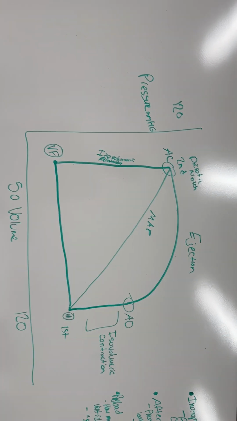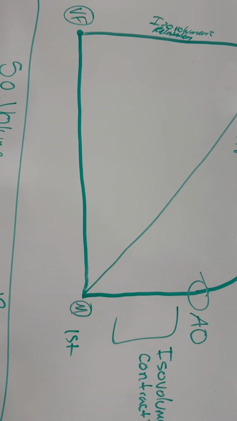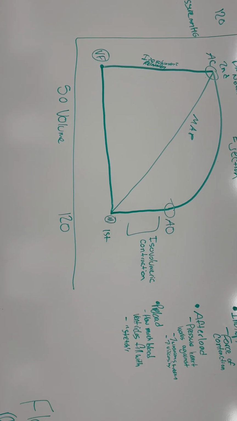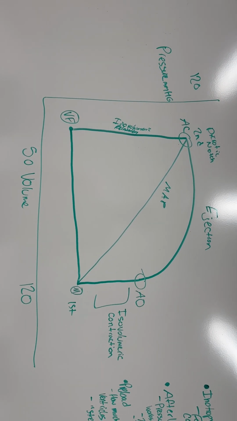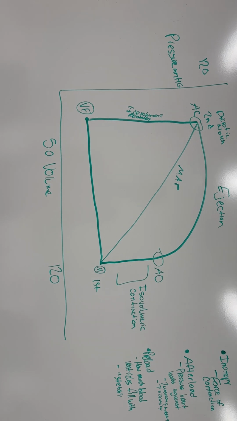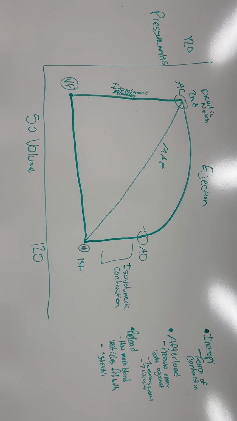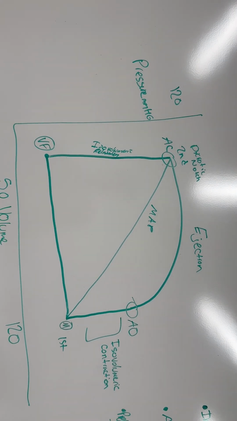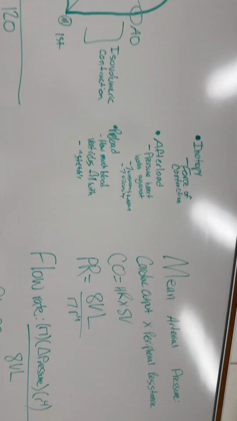And then, if we had increased preload, our graph here would get wider because we're filling with more blood. If we increase afterload, then our graph is going to get taller because we're producing more pressure in afterload. And yeah, so that's kind of the pressure volume loop there.